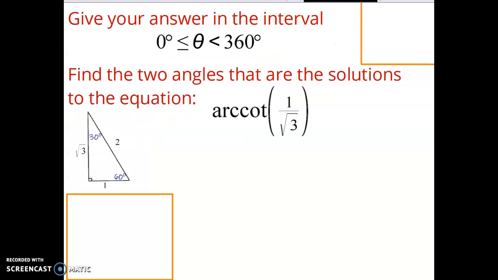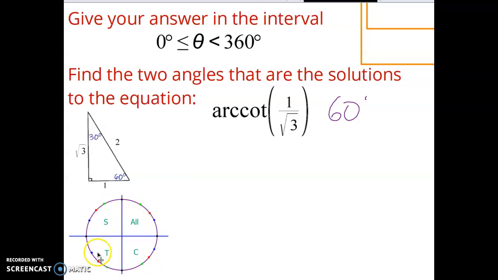Okay, so this one is my 30, 60, 90 triangle, and cotangent is adjacent over opposite. I did not choose to rationalize this one. I've got adjacent over opposite. Okay, so look over here. Which angle has an adjacent side of 1 and an opposite side of square root of 3? Well, that's going to be 60. So similarly to what we did before, my reference angle here is going to be 60. This time I don't have to change it into radians, however.